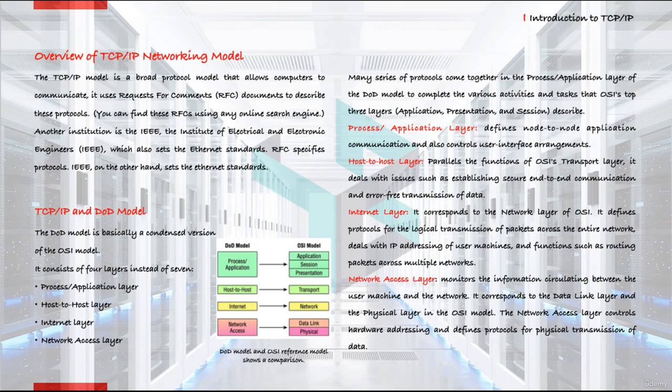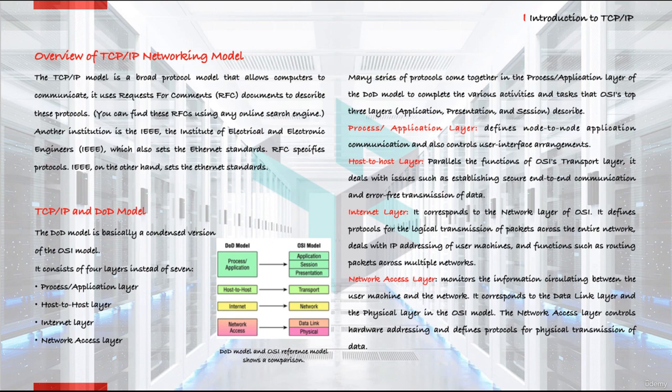Here the first layer of DoD corresponds to the first and second layer of OSI, the second layer of the DoD model corresponds to the third layer of the OSI model, and the third layer of the DoD model corresponds to the fourth layer of the OSI. Many protocol series come together in the process application layer of the DoD model to define the various activities and tasks described by the top 3 layers of OSI. The process application layer defines node-to-node application communication and controls user interface arrangements.